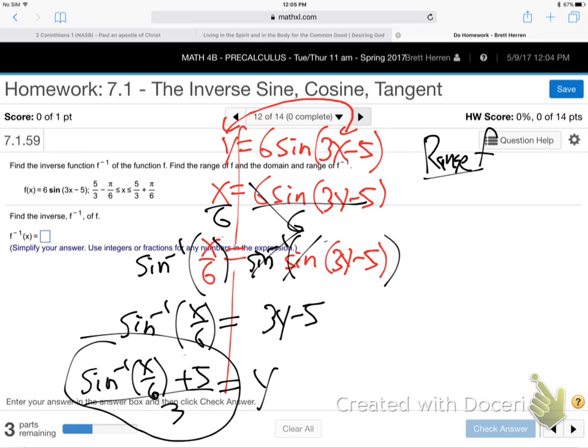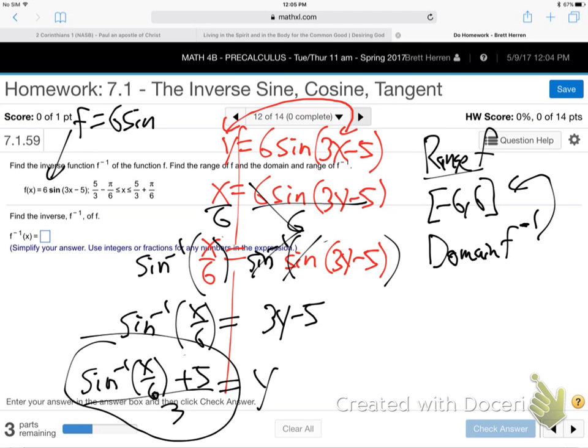Yeah, because see the original function f right here, f is 6 sine of whatever. So 6 times sine means the range goes from negative 6 to positive 6, right? Because that's the amplitude in front of that sine, which instead of going negative 1 to positive 1, makes the graph go from negative 6 to positive 6. And the range of f is the same as the what? Yeah, domain of the inverse.